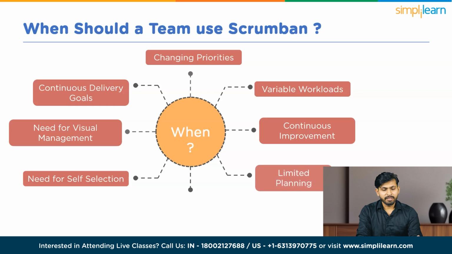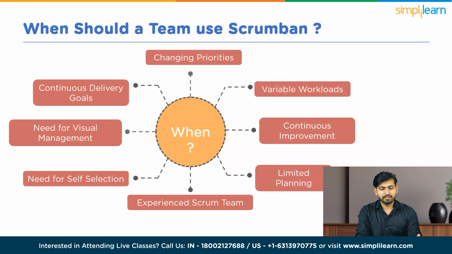Next one is limited planning constraint. If a team desires a planning approach that is less constrained by fixed sprint commitments and allows for more dynamic task planning, Scrumban's ability to adjust priorities within sprints can be advantageous. And finally, an experienced Scrum team. Teams with experience in Scrum may find it easier to transition to Scrumban as it retains some Scrum elements such as time-boxed iteration while introducing the flexibility of Kanban.